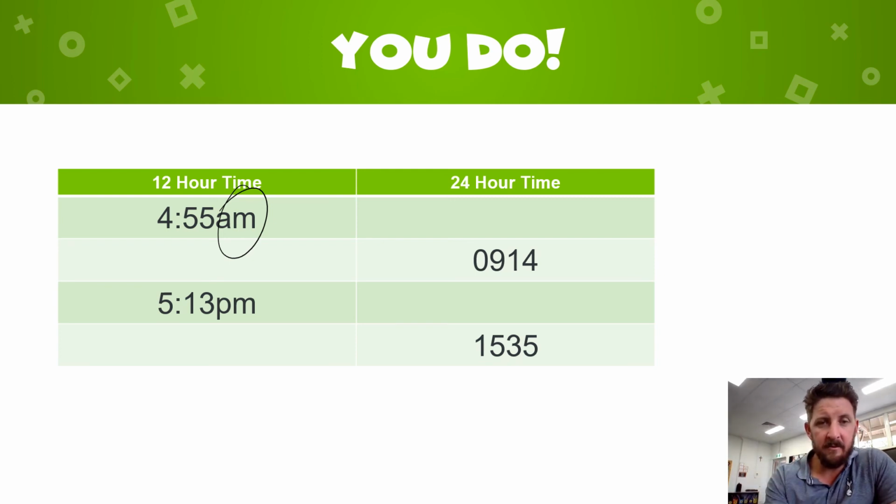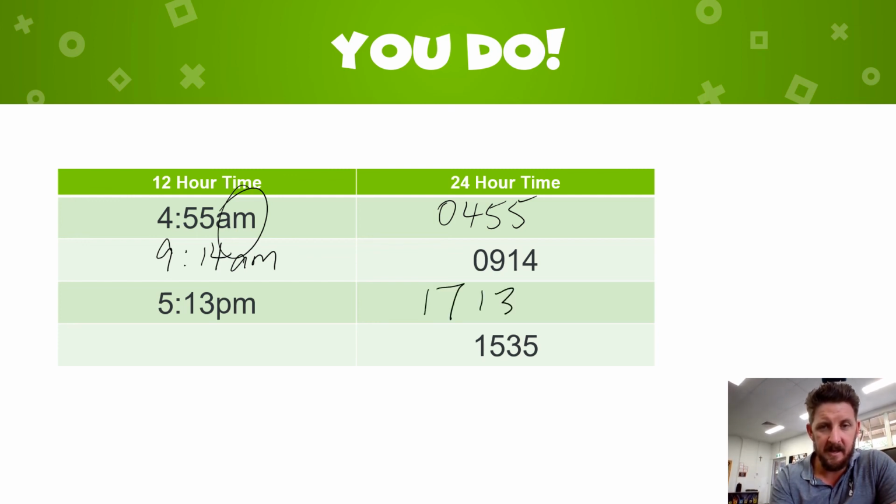Okay, let's have a look. The first one here, remember, we're going to need to just take out the dots and the AM. Leaves us with 0400 hours and 55 minutes. The next one we can see is also an AM. Keep the minutes exactly the same. 9:14 AM. We've got 5:13 PM. Let's add 12 hours. So 5 plus 12 is 17. Keep the minutes the same. 1700 hours and 13 minutes.